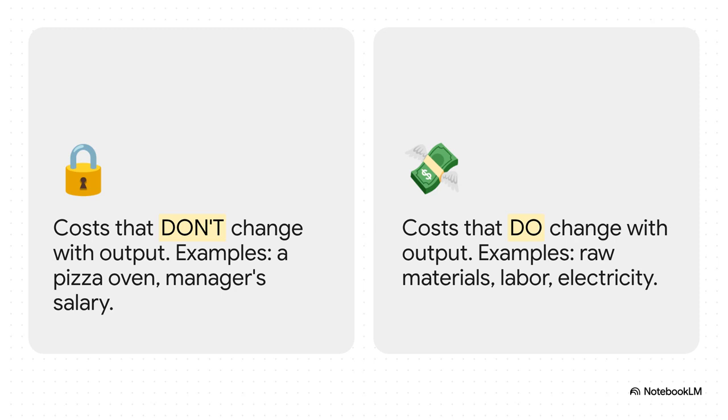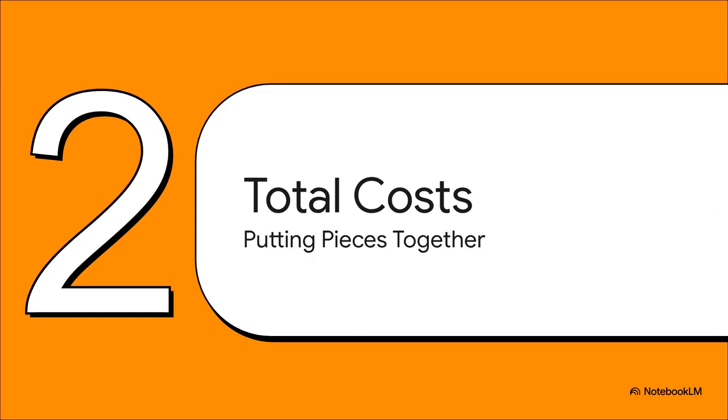Then, on the other side, you have variable costs. And these, as the name suggests, do change with how much you make. The more pizzas you crank out, the more flour, cheese, and electricity you're going to use. Simple as that. All right, so we've got our fixed costs and our variable costs.